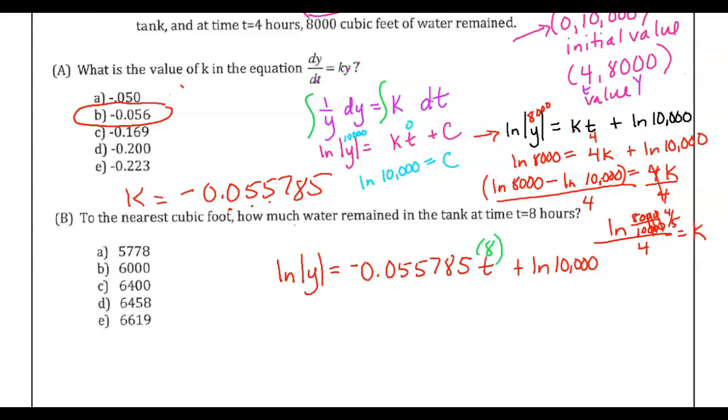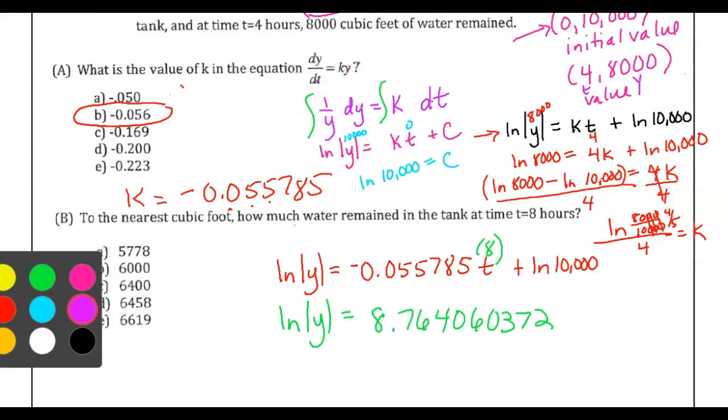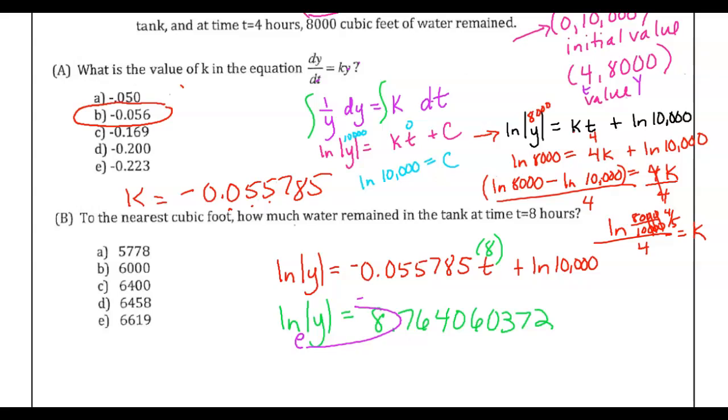So we're going to go ahead. I've got natural log of y is equal to, I'll go ahead and just type that in. And since we're in the middle of a problem, I really do use all the decimal places that I can. 0.055785 times 8 plus natural log of 10,000. I could have cleaned this up, but really if you get to use a calculator, go for it. 8.764060372. At this point, now I need to solve for y, so e to that power.